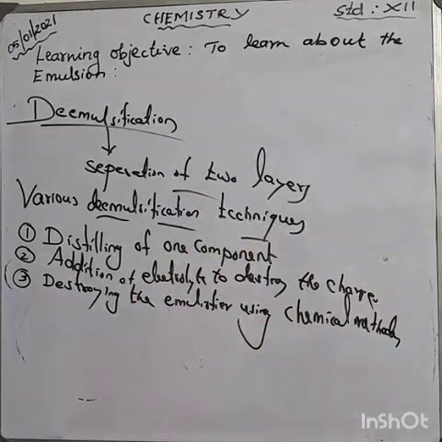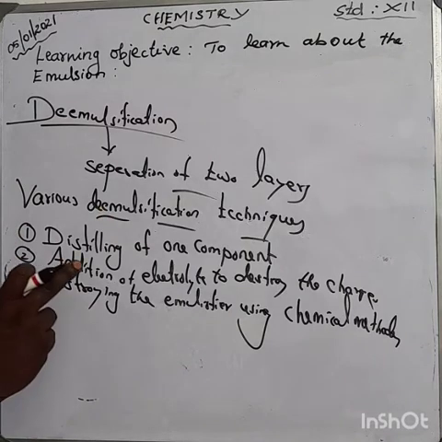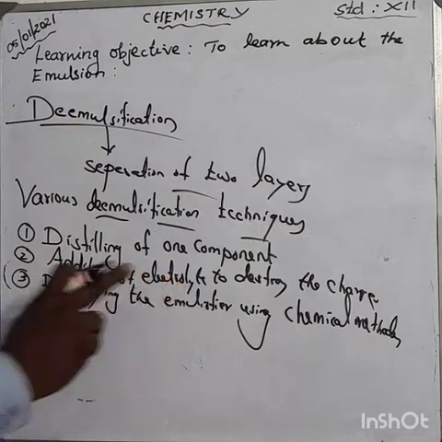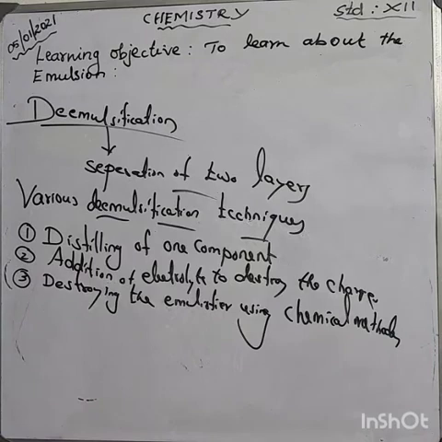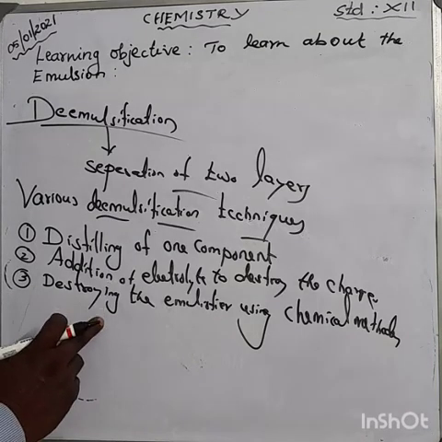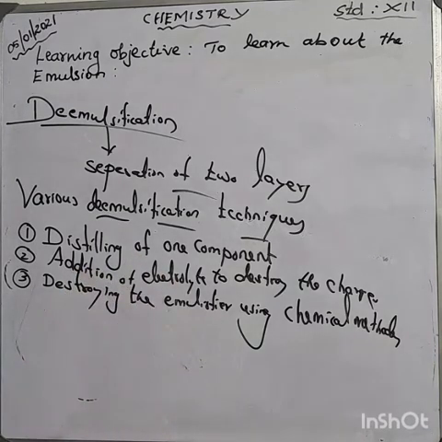At least you should learn three points. I think there are nine points in all. What is the first point? Distilling of one component. The second one is the addition of an electrolyte to destroy the charge. The third one is destroying the emulsifier using the chemical method.